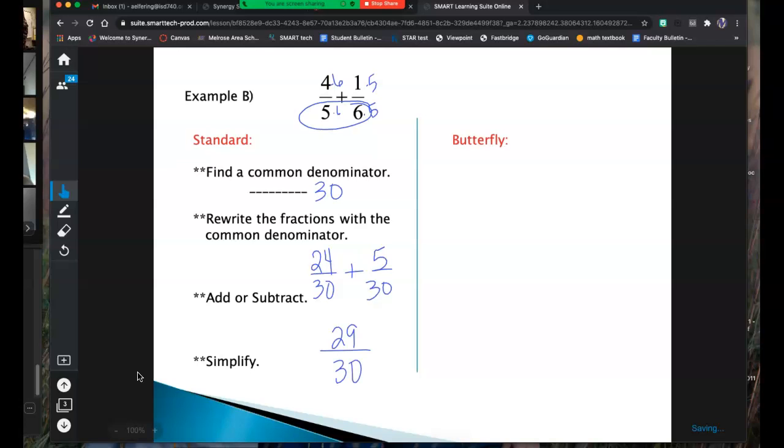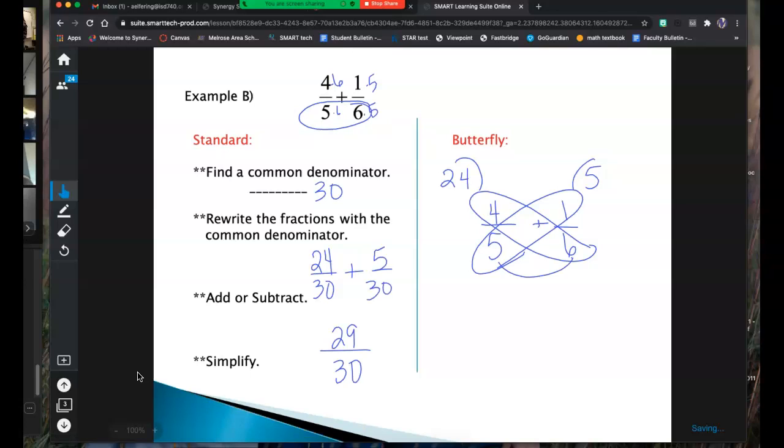Those of you that like the butterfly method, 4/5 plus 1/6. Okay, we're going to multiply the 5 and the 1 to give us 5. We're going to multiply the 4 and the 6 to give us 24. We're going to multiply the two bottom numbers to give us 30.